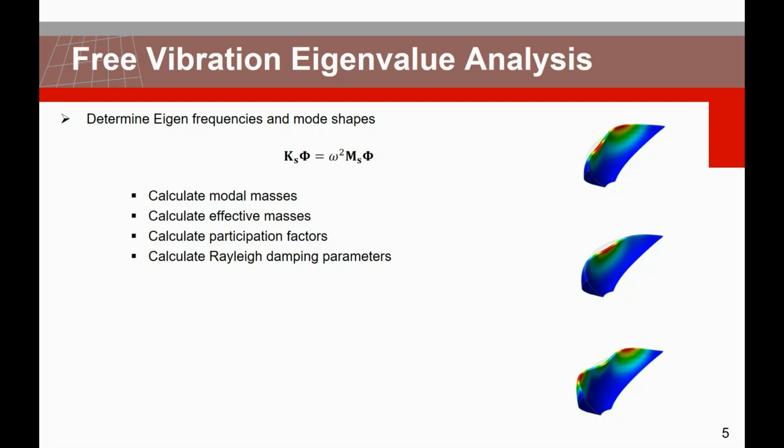The free vibration eigenvalue analysis consists in solving the free vibration equations expressed as follows: K times phi equals omega squared times M times phi, where K is a symmetric stiffness matrix and M is the mass matrix of the finite element model, omega squared is the eigenvalue, and phi is the corresponding mode shape vector.